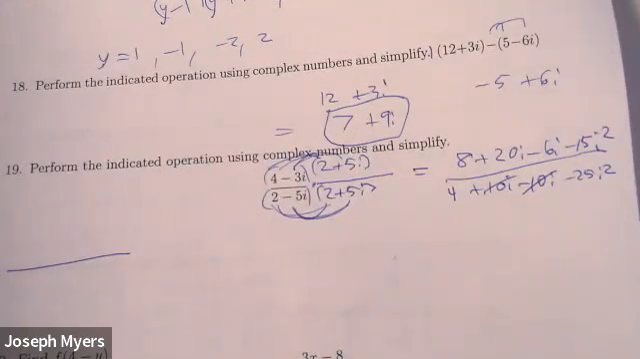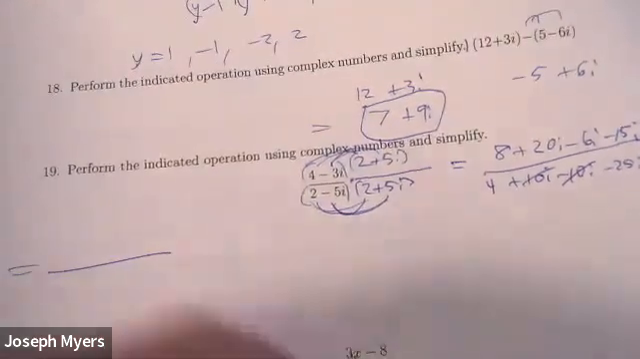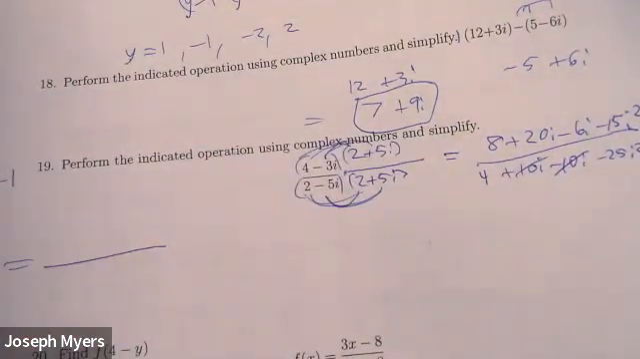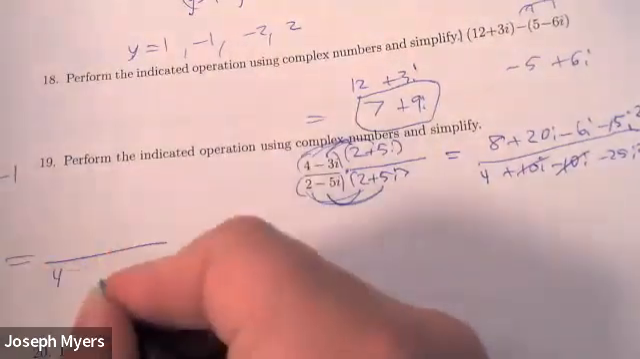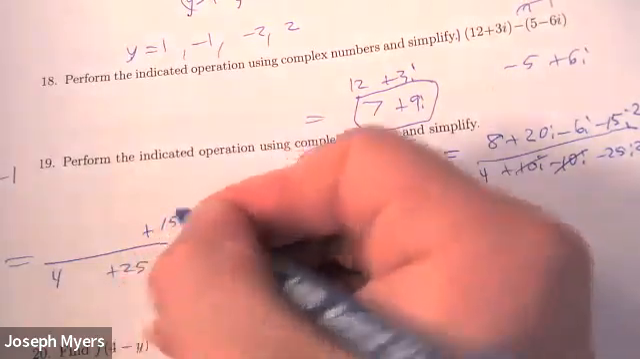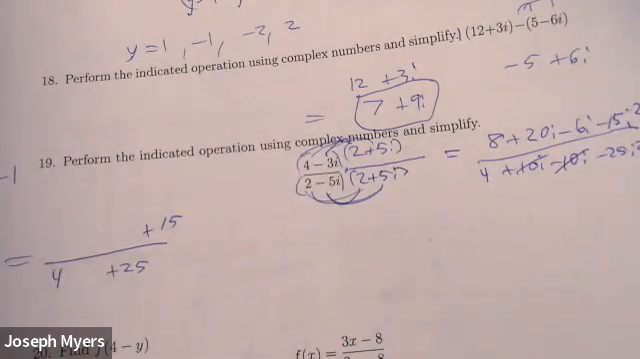So i squared represents what? Does anybody remember? i squared represents negative 1. So what is, mentally speaking, negative 1 times negative 25? Positive 25, right? So we're going to change that to be 4 plus 25. And then combine together the same thing on the top. What is a negative 1 times a negative 15? It is a positive 15, right? So there we go. And then combine together the rest of the top.